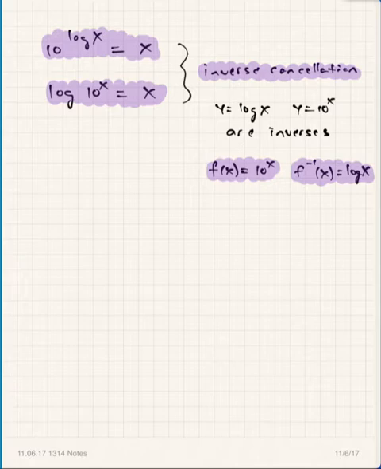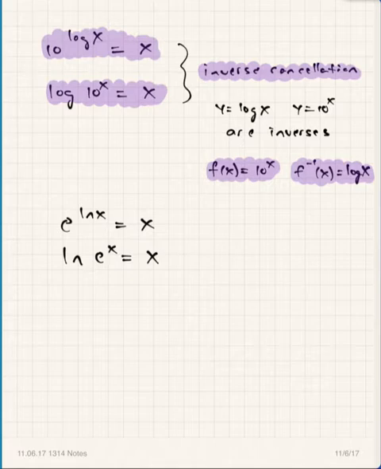This will certainly also be true for natural logarithms. The exact same kind of statements. So if you have e to the ln x, you're going to get x. The natural log is a base e logarithm, and the exponential expression has a base of e. These basically cancel each other out when you operate with those in sequence on an x value. And so you get inverse cancellation for natural logs also.